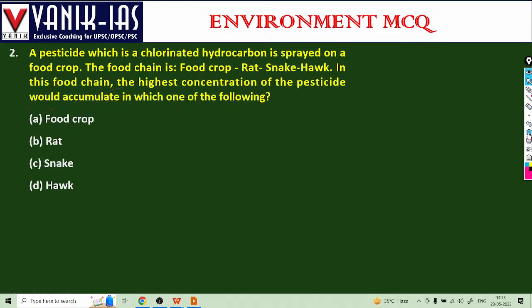Then, a pesticide which is a chlorinated hydrocarbon is spread on a food crop. The food chain is food crop, rat, snake, hawk. In this food chain, the highest concentration of pesticide would accumulate in which of the following: food crop, rat, snake, or hawk? This is a food chain. Level one is food crop, then rat, that means the rat eats food crop, the snake eats rats, and the hawk eats snakes. So, what is the highest concentration of pesticide?